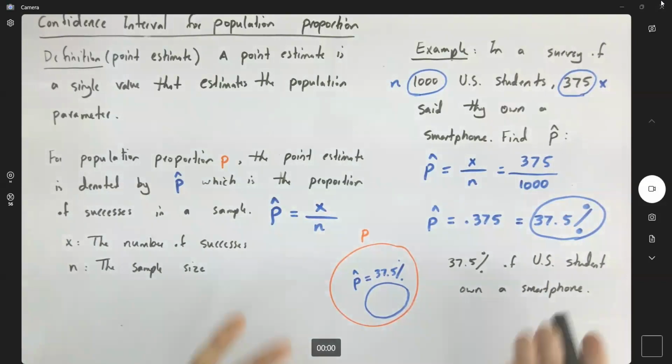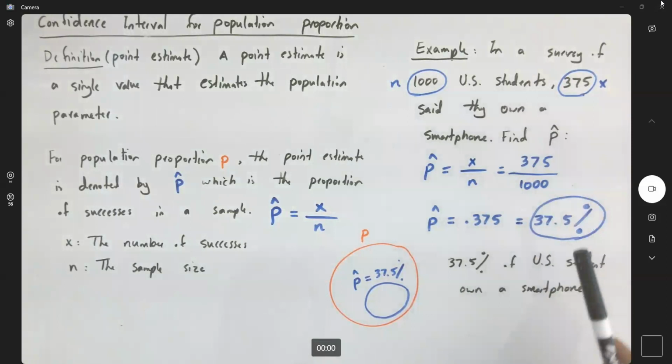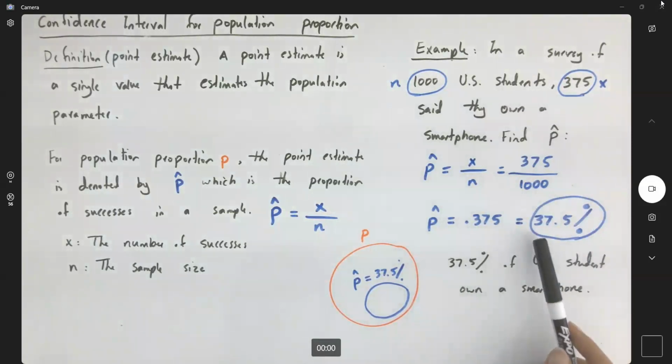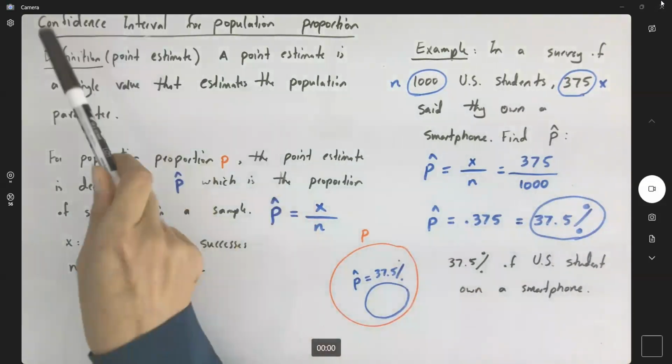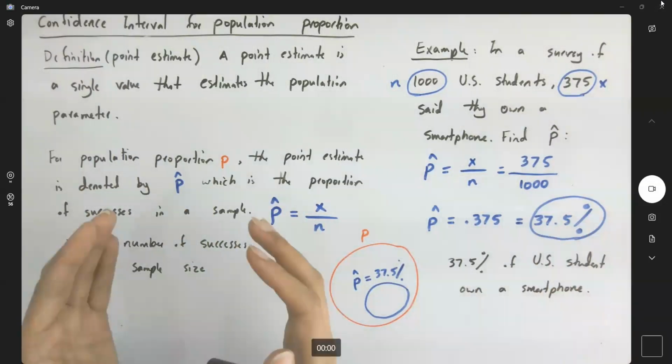Well, I expect you to ask, what if we have a different survey? Are we going to get the exact same percent? That's where we're going to talk about the confidence interval. We're going to take all of those possible percentages and list them in an interval.